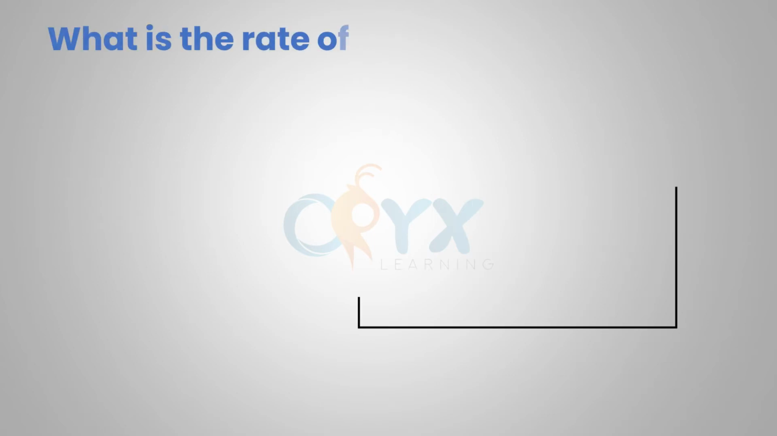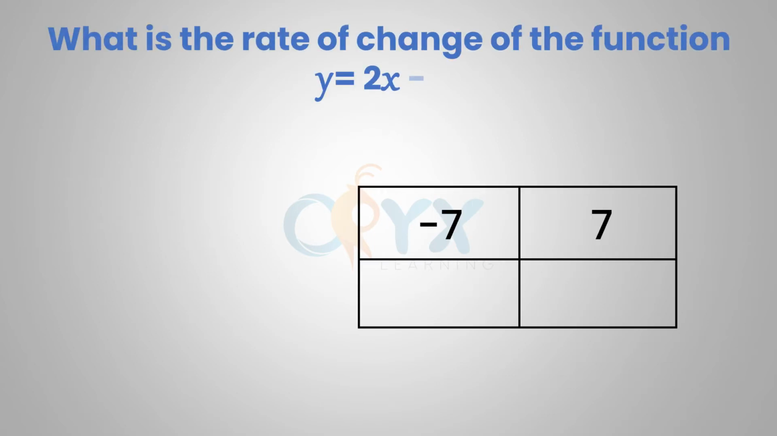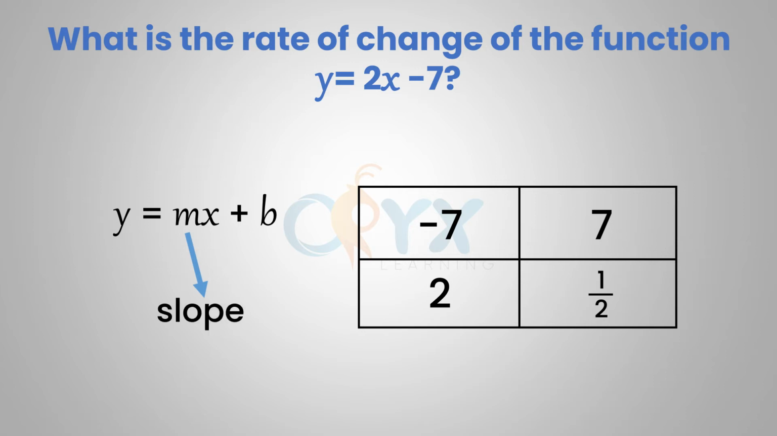What is the rate of change of the function y equals 2x minus 7? The rate of change in slope-intercept form, y equals mx plus b, is also known as the slope, or the m value. The slope in this case is 2. Therefore, the rate of change is also 2.